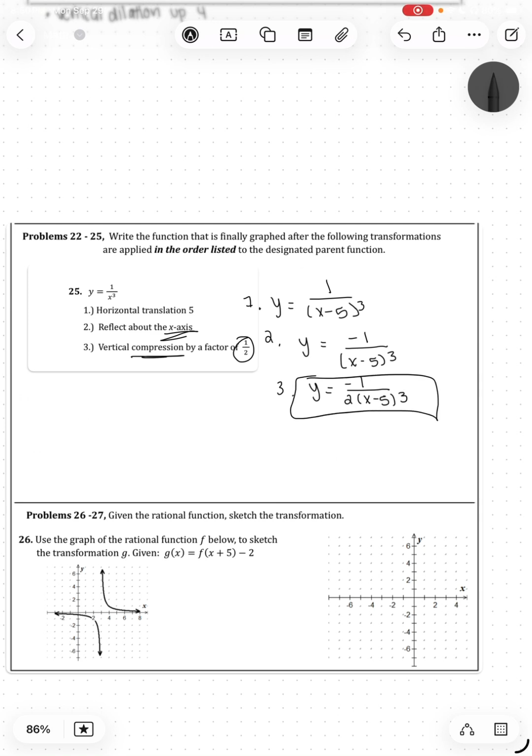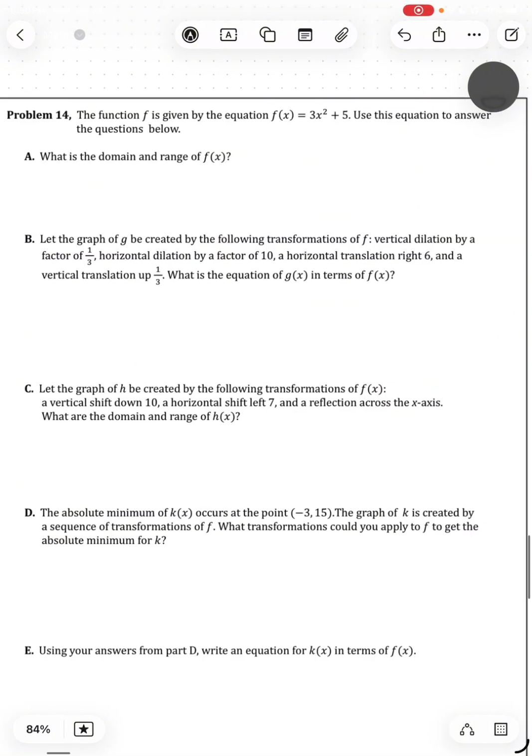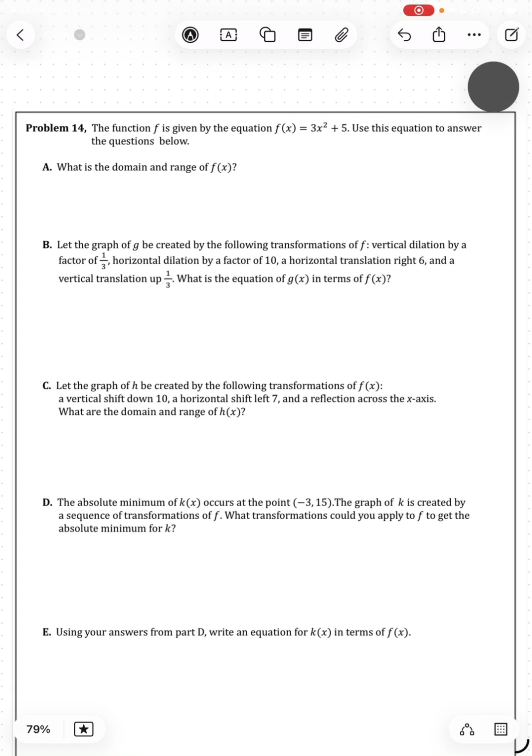Okay, moving on. The function f is given by the equation f of x equals 3x squared plus 5. Use this equation to answer the questions below. What is the domain and range of f of x?